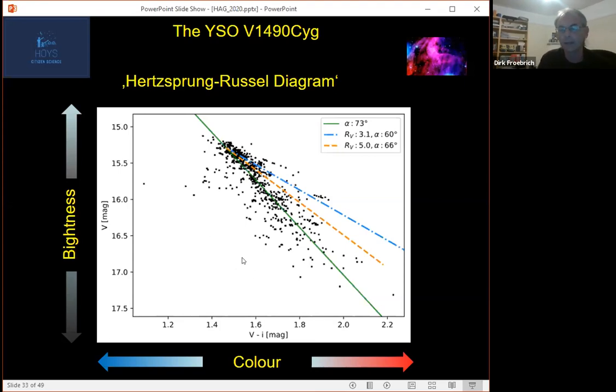So in that disk around that star, we have material already starting to grow and forming planets or larger dust grains in the bit that we can see.